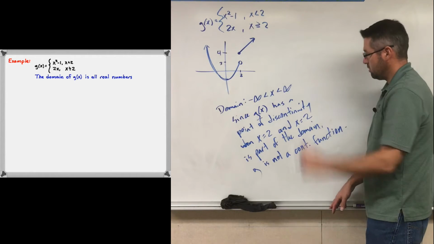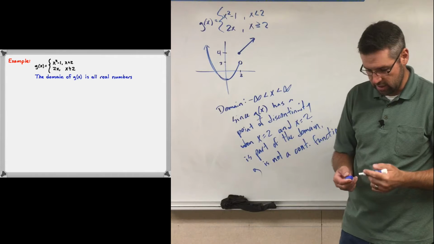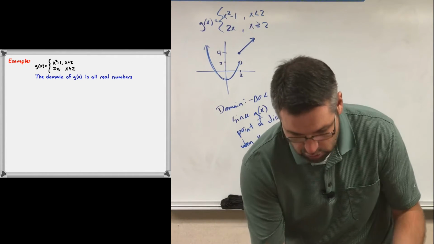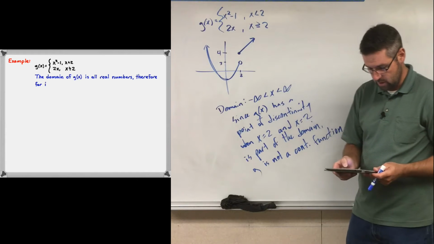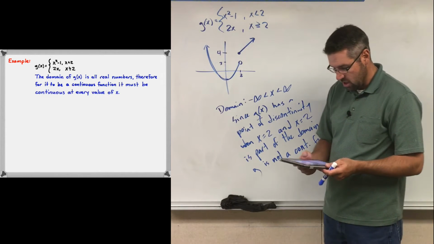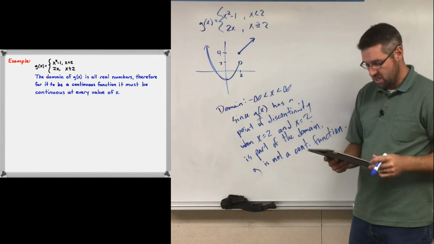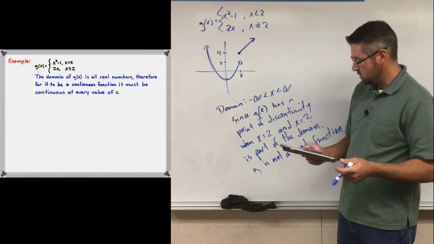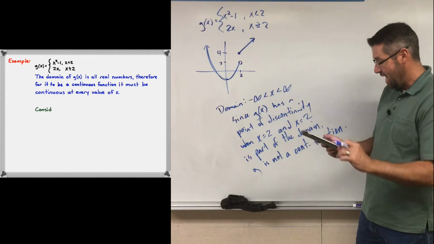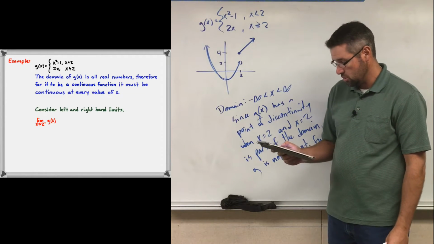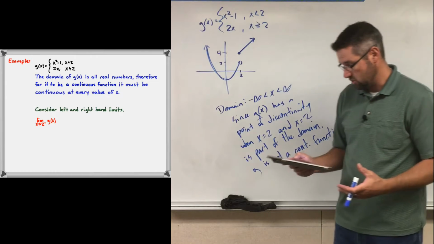Okay? All right. But the main question here is, is it continuous at all points? And no, it's not continuous at 2. Okay? So the domain is all real numbers. Therefore, for the function to be continuous, it must be continuous at every x value because the domain is every x value. It's not continuous at 2, and therefore it's not a continuous function.